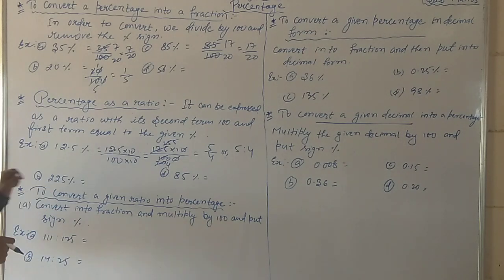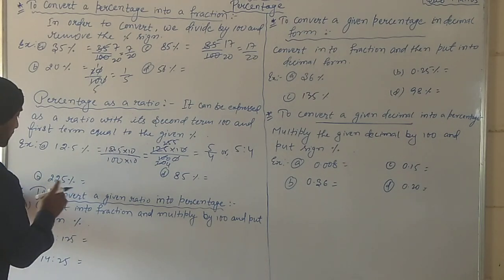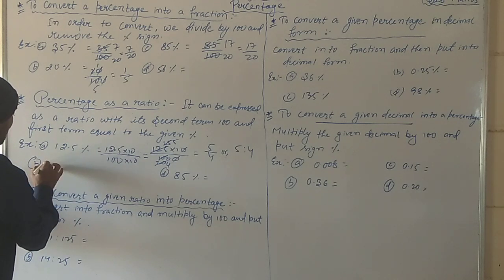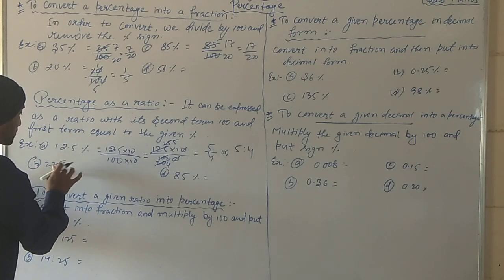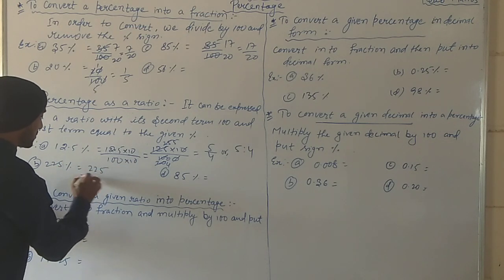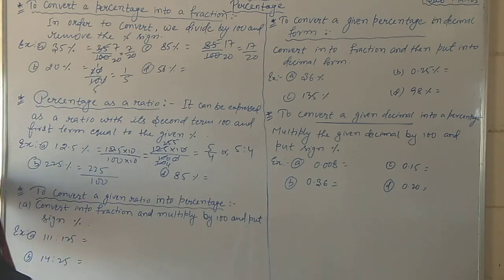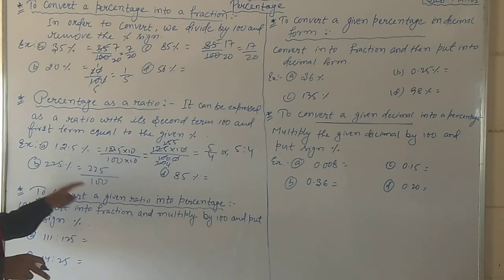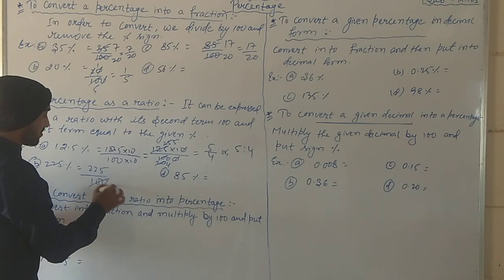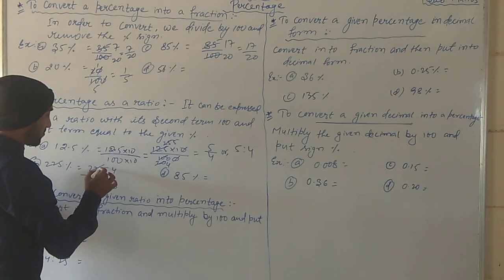So see the next one: 2 to 5%. How can it be written as a ratio? Simple, just remove the percentage sign and divide by 100. What other thing will be there? 5, 5, 4, 5, 5.